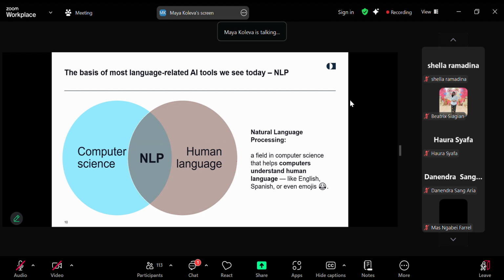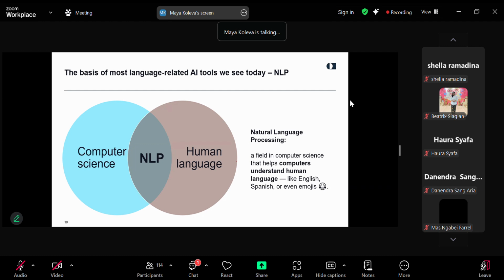Imagine you're talking to your phone and you say, "Hey Siri, what's the weather like today?" And Siri replies with, "It's sunny and 36 degrees Celsius." How did it know what you meant? And how did it know to give you the right answer? That's natural language processing in action.